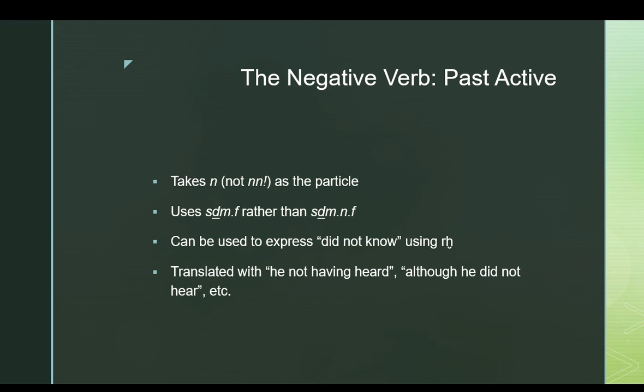A particular use that comes up a good bit: rekh means did not know, and also do not know. It's kind of an exception in that case. It's kind of both past and present using the past active. Otherwise, translate in general with "he did not hear" for main clauses, and then for circumstantial subordinate clauses, "he not having heard," "although he did not hear," "because he did not hear," all that fun stuff.